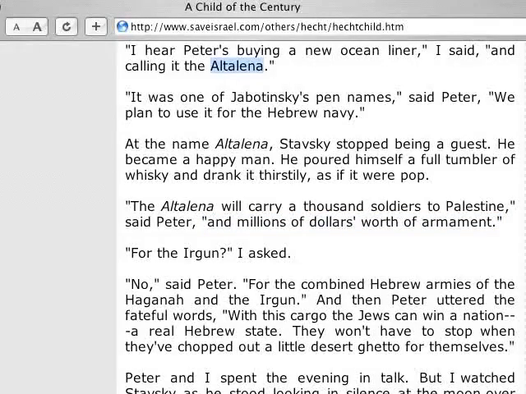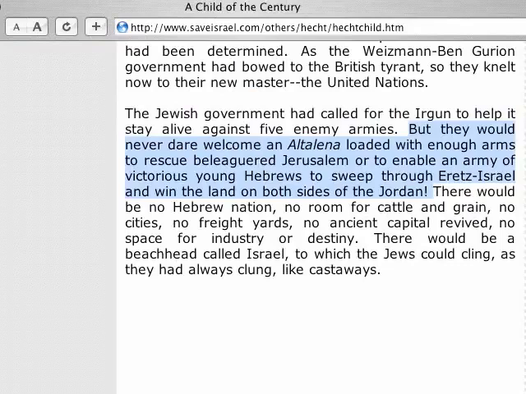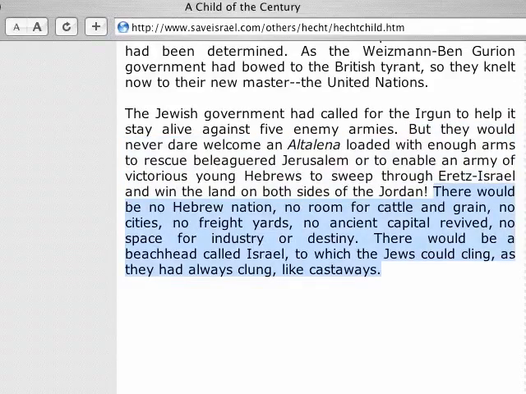Hecht later wrote about this incident in a lamenting style strangely similar to the Reader's Digest article. The Jewish government had called for the Irgun to help it stay alive against 5 enemy armies, but they would never dare welcome an Altalena loaded with enough arms to rescue beleaguered Jerusalem or to enable an army of victorious young Hebrews to sweep through Eretz Israel and win land on both sides of the Jordan. There would be no Hebrew nation, no room for cattle and grain, no cities, no freight yards, no ancient capital revived, no space for industry or destiny.